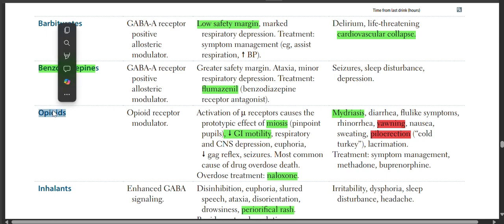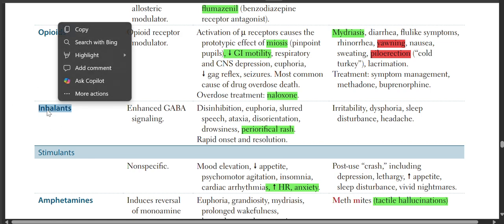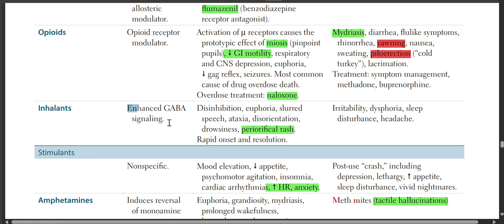Opioids are used as an injection, usually on the arm, and they'll work on the opioid receptors. Inhalants, what these patients will do is grab a plastic bag, put the inhalant in the plastic bag and sniff it. So that's how they'll get redness in the nose and also around the mouth. And remember that inhalant is because of increased GABA signaling.